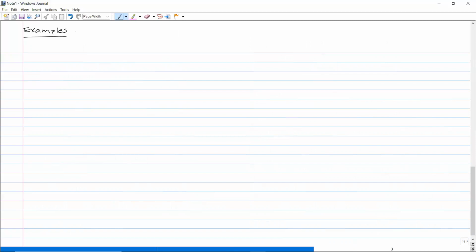So the first example: find a power series solution of the equation second derivative of y minus x times y equals 0 around the point x0, which is 0. So first we need to check that x0 is an ordinary point.